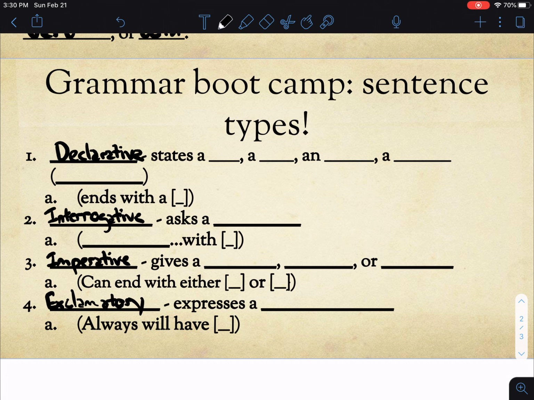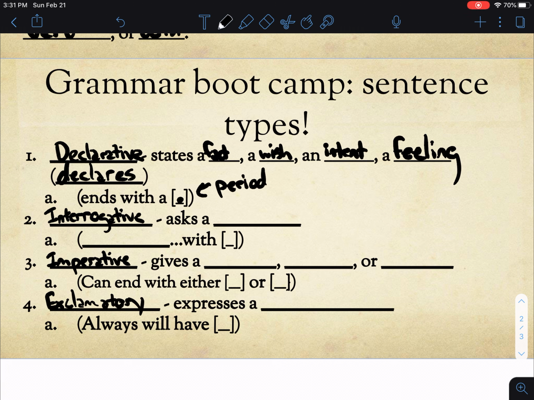Declarative sentences state facts, they state wishes, they state an intent, an idea, or a feeling. So, I am hungry. There, that's my declarative. You're just declaring something to the world. And as it's declaring something to the world, you are always ending it with a period. If you don't know that already, this right here is a period. On the flip side, we have interrogative questions, and just like it sounds, you are interrogating, you are asking questions. And because you're asking questions, you use a question mark. Those are the easy ones.